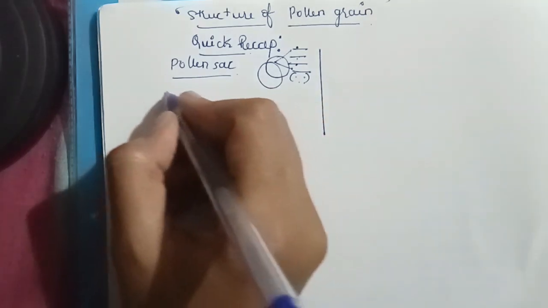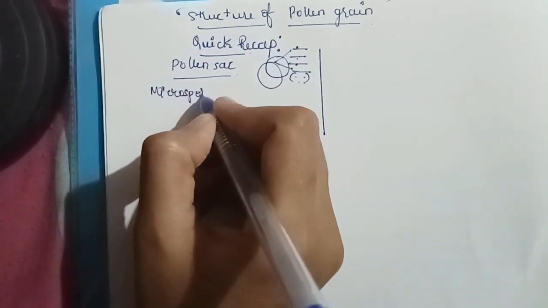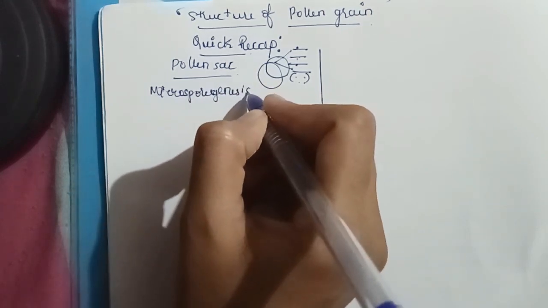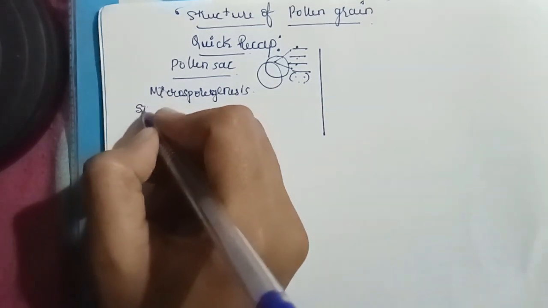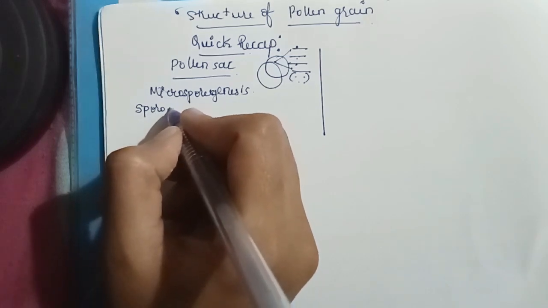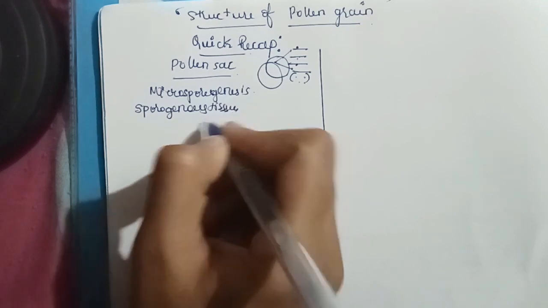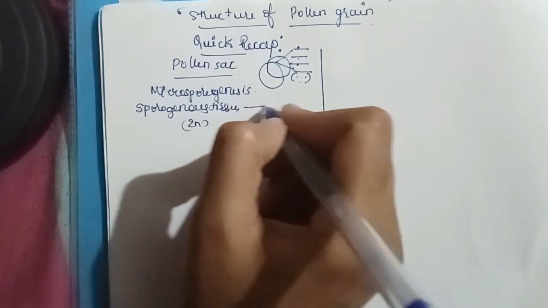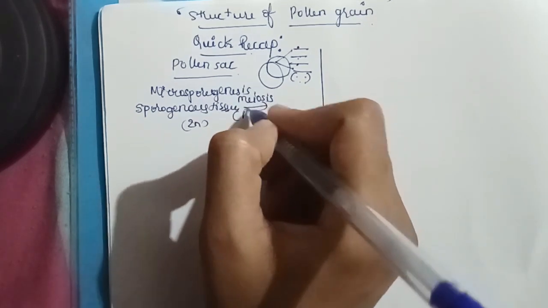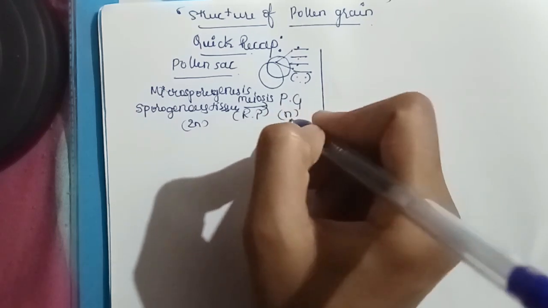Then we have seen the process called microsporogenesis, that is the formation of microspores, that is, the formation of pollen grains. This process takes place from the sporogenous tissue in the young anther, which is called the immature anther. Sporogenous tissue consists of diploid cells. The diploid cells undergo meiosis, which is a reduction phase. Then it gives out the pollen grains, which are haploid in nature.